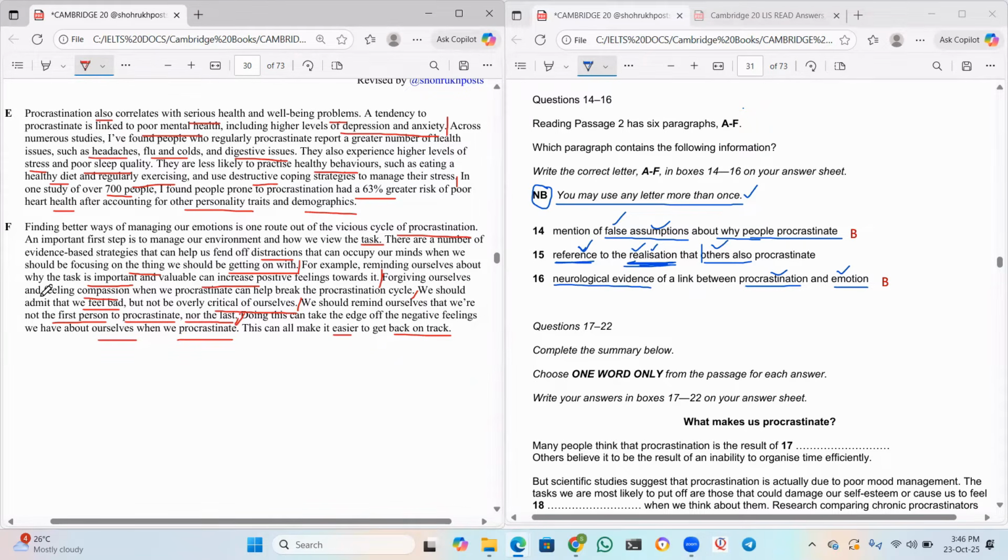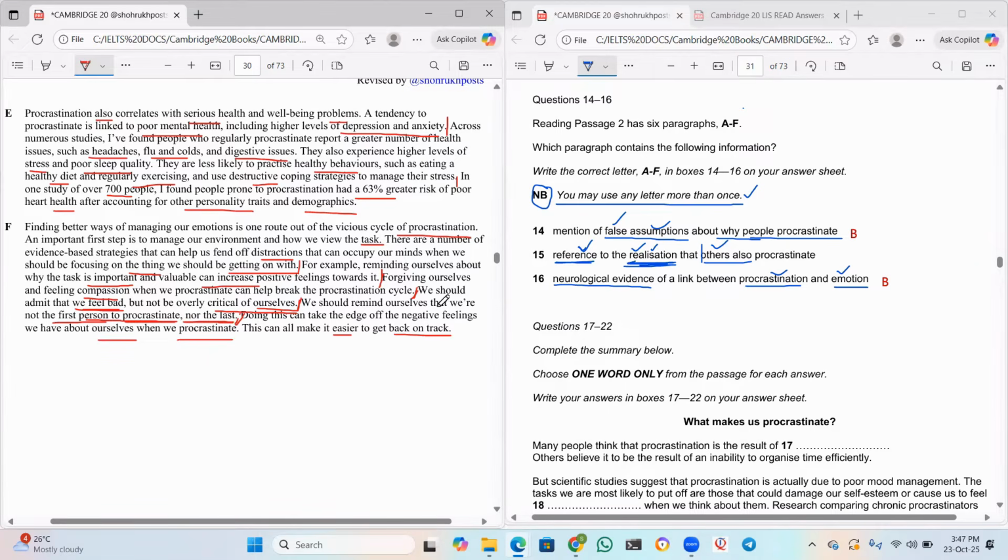Forgiving ourselves and feeling compassion when we procrastinate can help break the procrastination cycle. Good. We should admit that we feel bad, but not be overly critical of ourselves. Okay. Next sentence. We should remind ourselves that we are not the first person to procrastinate. It means others also procrastinate and not the last.